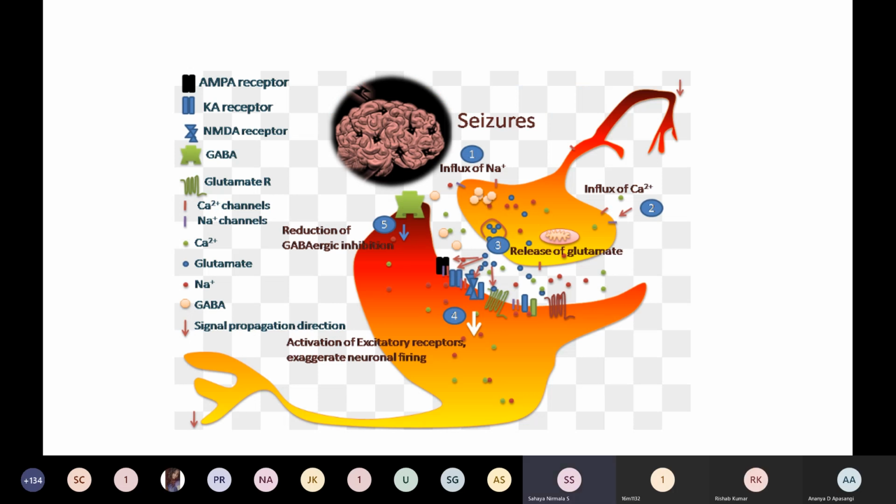The key unit of neurotransmission is a synapse, and the fundamental component of a synapse is the ion channel. That is what we are seeing here. There could be any cause of injury. The injury causes influx of sodium into the neuronal cells, which also facilitates influx of calcium, and this releases glutamate into the synapse. As we just read, glutamate is an excitatory neurotransmitter, and it indirectly decreases the GABAergic inhibition. So these two mechanisms cause a seizure in a child.